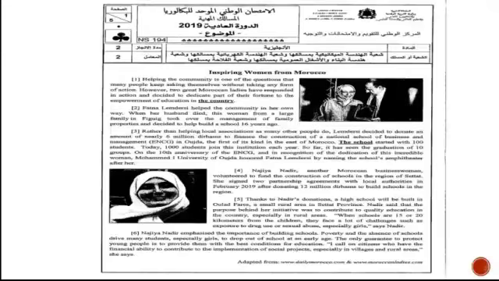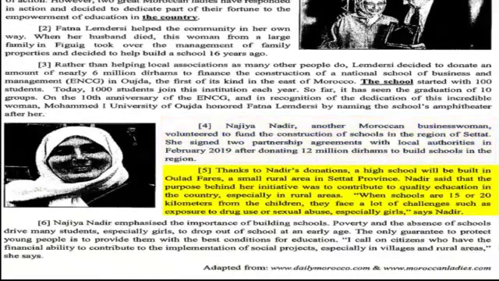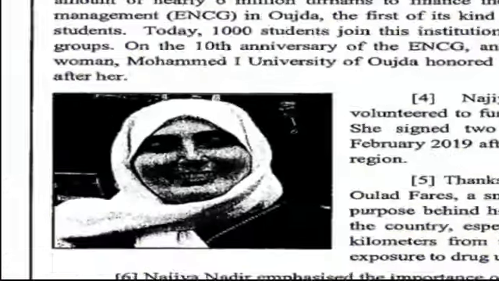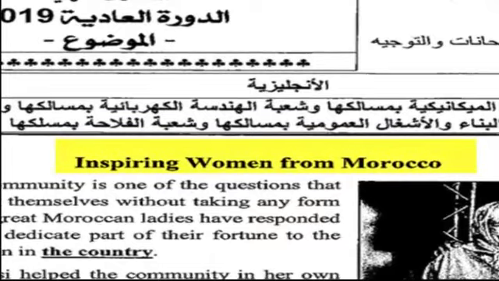Right, move on. As you can see here, we have a text, and it's composed of 6 paragraphs. The first thing you have to bear in mind is how many paragraphs there are. The second thing is to have a look at the pictures or photos there. The third thing is that sometimes they give you a title of the text, and here the title is Inspiring Women from Morocco.